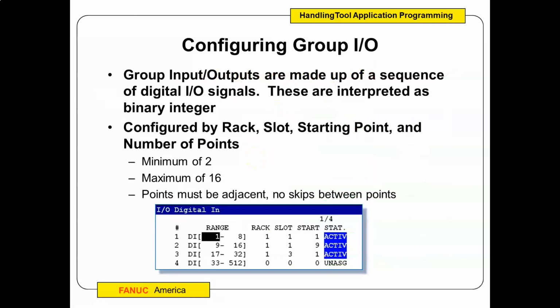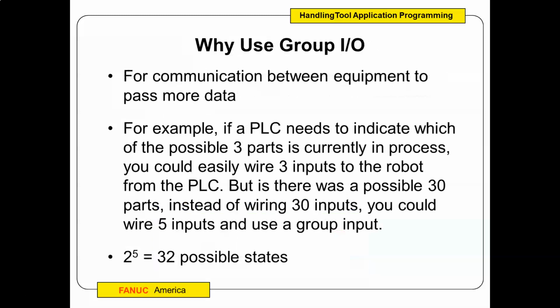So configuring group I/O has to be made up of a sequence of consecutive digital I/O numbers. They're configured by the rack, slot, starting point, and number of points. Again, adjacent, no skipping between points. But they're going to be previously identified digital inputs or outputs. So it seems like a lot of headache. Why would you want to do this?